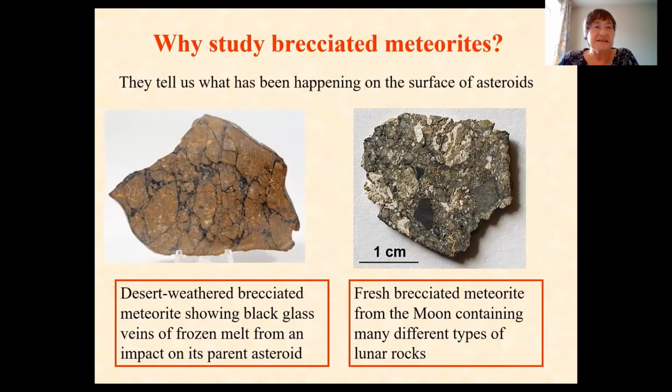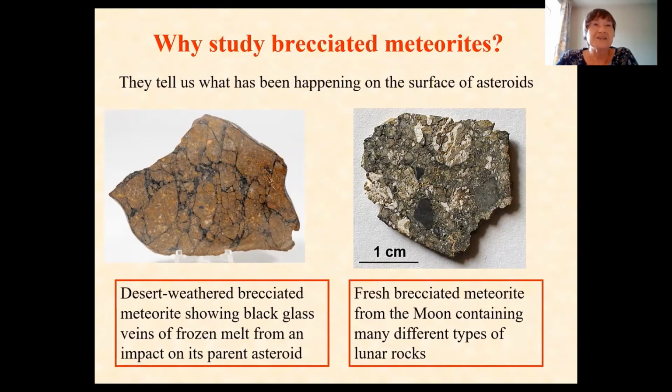Okay, so one of the things that I like to do is studying these brecciated meteorites. And why do I like that? Because they tell us what's happening on the very surface of asteroids. So we've seen things that happen in the core, and now we're looking at things that happen on the very surface. And on the left-hand side, we have a rather weathered looking meteorite, and that's because it's been sitting out in the desert for a long time. But you can see it's all made of the same stuff, and in between the blocks of this orange colored rock, you can see some black lines. Now these are black veins. They go all the way through the rock.